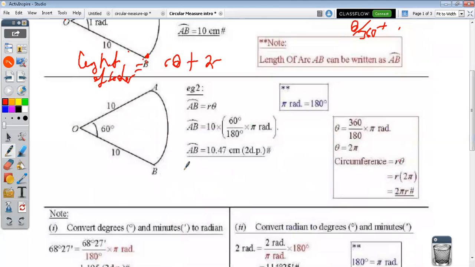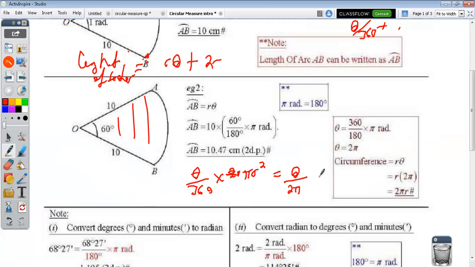Then for the area, you know that the area of this whole thing from O-level is theta over 360 multiplied by pi r squared, because a sector is a fraction of a circle. So if we were to change this in terms of radians, it is theta over 2 pi multiplied by pi r squared. The pi cancels and you simply get half r squared theta. So that's how you find it: half r squared theta.